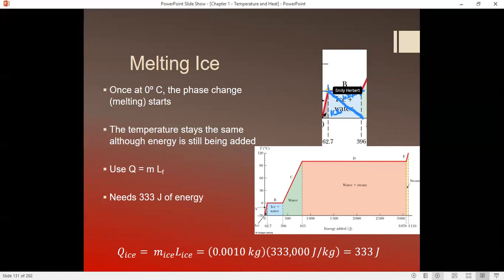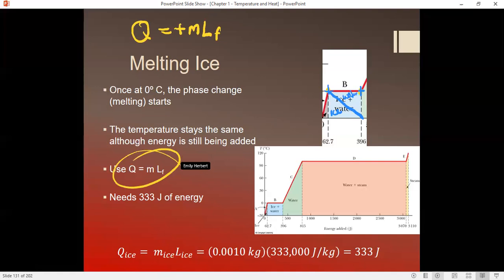And again, I'm going to use another equation. I'm going to use Q equals mL, positive because I'm going from the solid phase to the liquid phase, where L is the latent heat of fusion. So there's my equation right there. 1 gram, 333,000 joules per kilogram. It's going to take me 333 joules to melt that. Quite a bit more than it took to actually heat that up. So I heated it up, I melted it, now it's all liquid water. I'm going to start the heating process again.